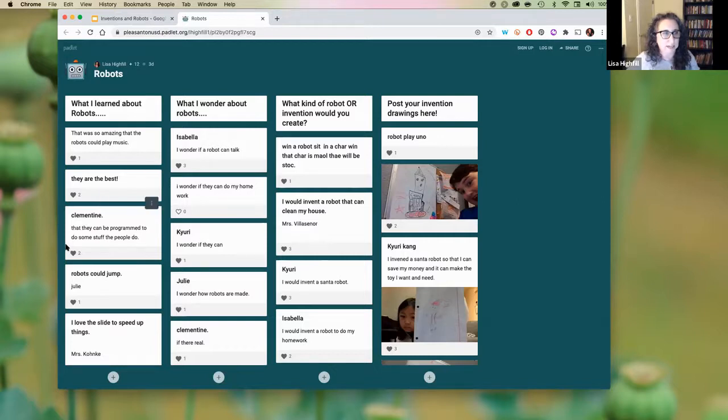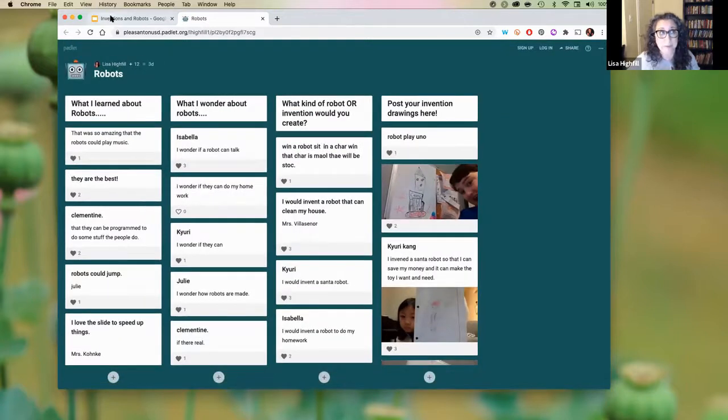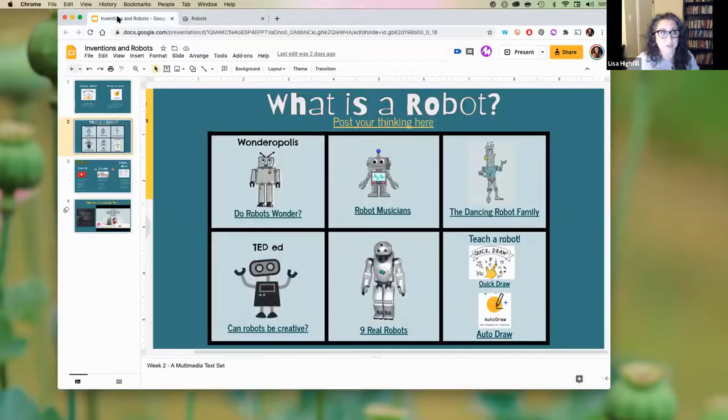And when I saw that Clementine said that they can be programmed to do some stuff that people do, I was like, yep, she picked up what I was hoping she'd pick up. That is one aspect of robots. And I was very excited to be able to see that. And then I actually taught from that comment and called her out for that, which was kind of cool.